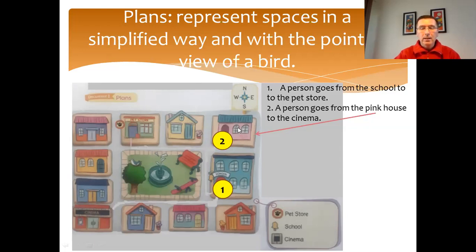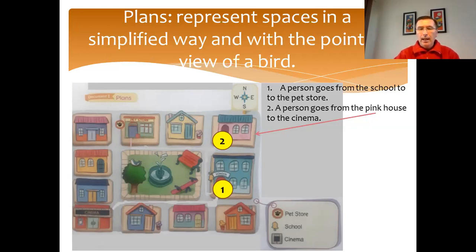And we can see different elements. For example, we can see different places, houses, for example. We can see some shops or stores, like a pet store, pet shop. We can see a public space, which is a park or square. We can see the cinema, and we can see a school.